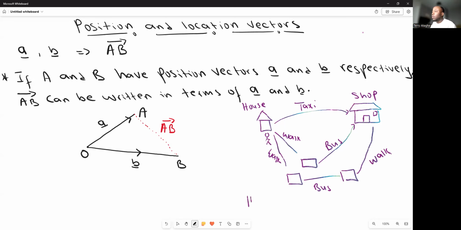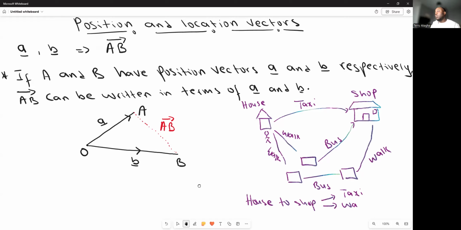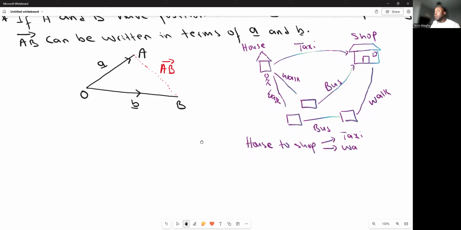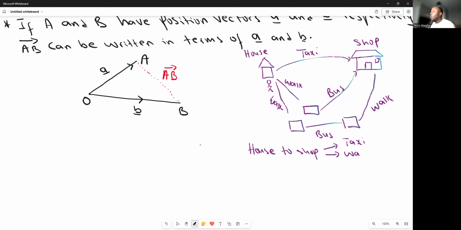So moving from the house, okay, to the shop. I can define it in three ways. Either I just take a taxi, or I walk. Take this a bit up. Or, right bit here. Good. Or I walk, then I take a bus, or I walk to a different bus.